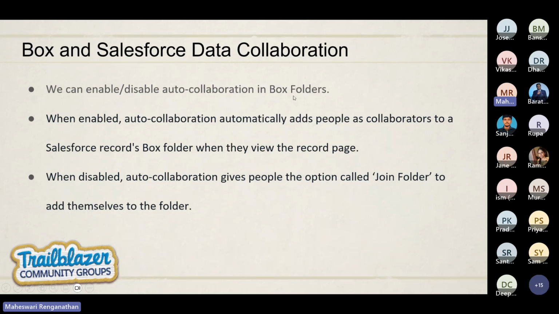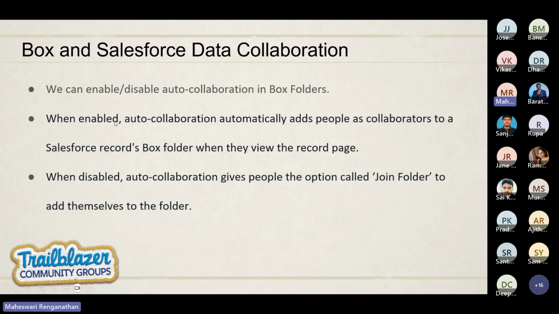So in Salesforce, we can configure each and every Box folder individually for each and every object, as well as individually for each and every record in the system. There we are creating the Box folders from Salesforce both automatically and manually. Whenever we create the Box folder automatically, we will have the enable or disable auto collaboration option, and likewise for manual creation.